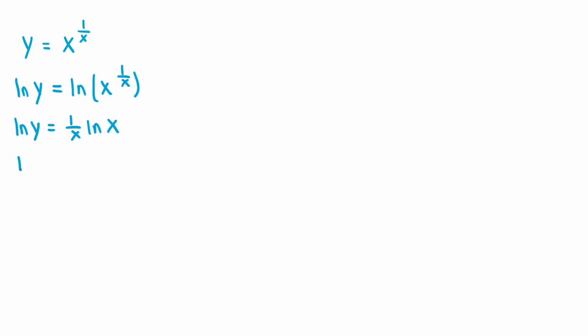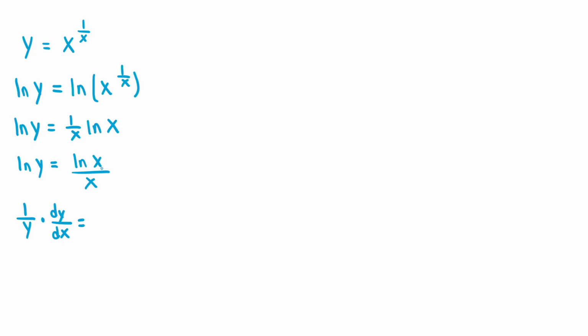We can rewrite the right-hand side as a fraction, so ln of y equals ln of x over x. Alright, so now we can differentiate both sides with respect to x. If we differentiate ln of y with respect to x, we end up with 1 over y, which is the derivative of ln of y with respect to y, and then we have to multiply that by dy dx because of the chain rule, which is what we need to use when we do implicit differentiation. And this is equal to the derivative of ln x over x with respect to x.